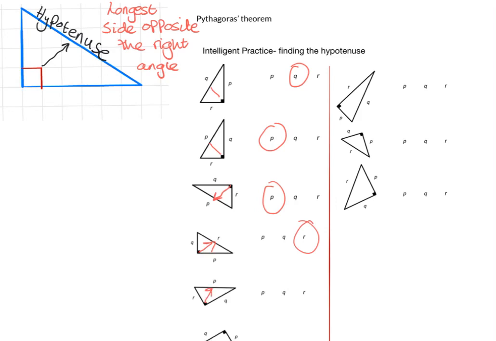This one is going to be P. Then on this side, you should have got Q on this one, R, and then the last one, R again. Okay. So once we've identified the right angle, the next thing to do is use the actual theorem. Okay, so that's what we're going to have a look at next.